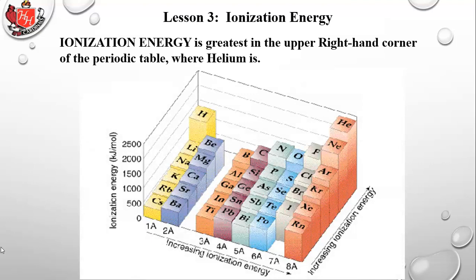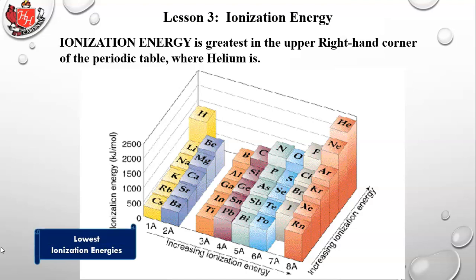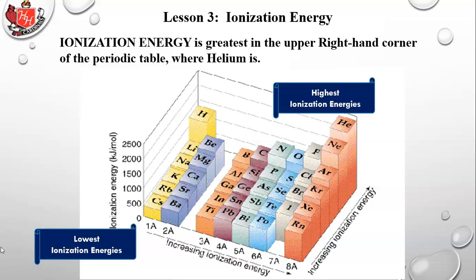Ionization energy is greatest in the upper right-hand corner of the periodic table where helium is. So there's a perspective view of ionization energies of some of the elements on the periodic table, and you can see the upper right-hand corner has the highest ionization energies. So the lowest are in the bottom left, highest are in the upper right-hand corner.